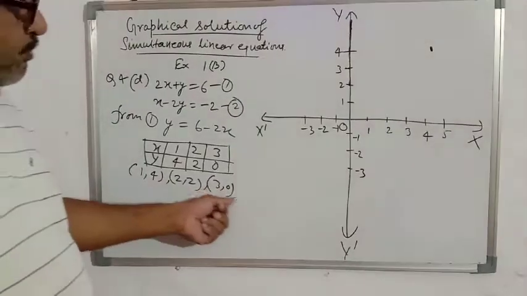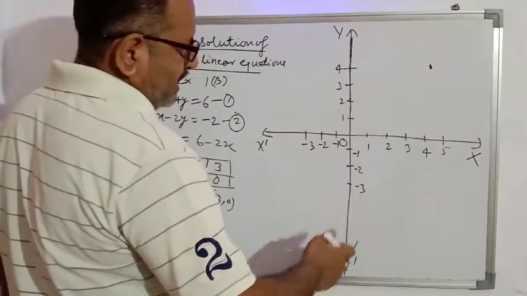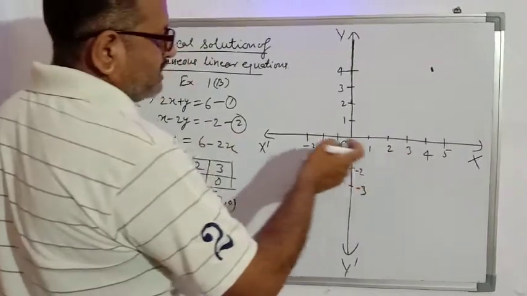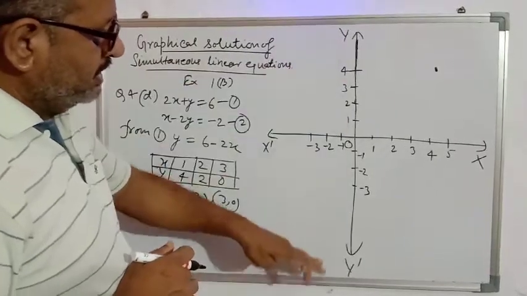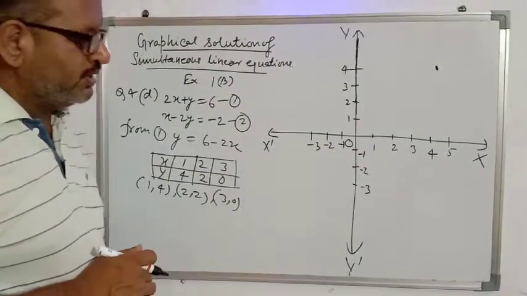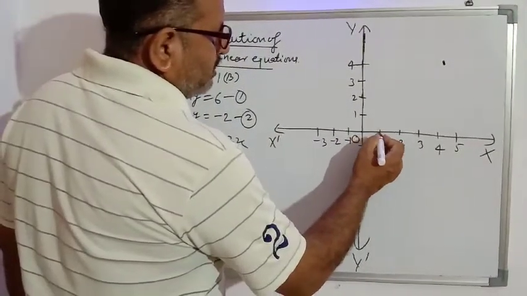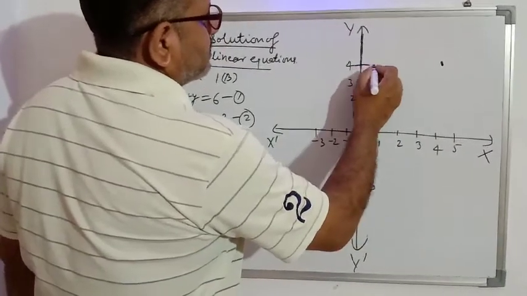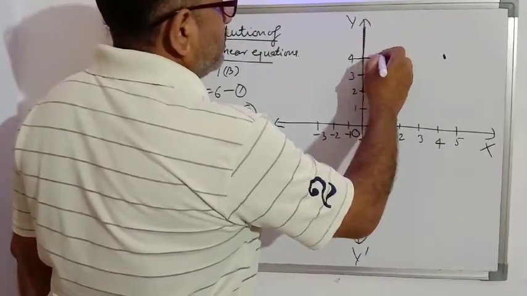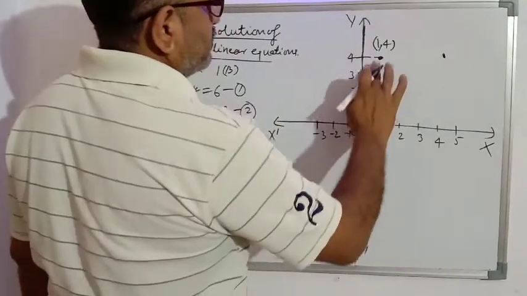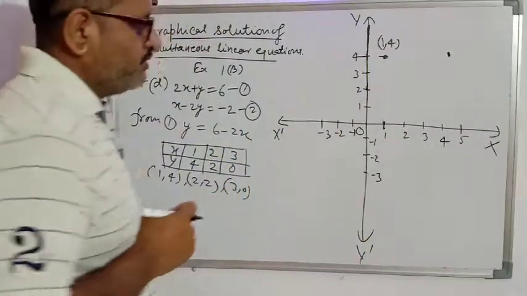We will plot these three points on the graph sheet. On the graph paper, draw the x-axis and y-axis, and put the numbers in the positive and negative directions of the x-axis, and plus 1, plus 2, plus 3 in the positive direction of the y-axis, and minus 1, minus 2 in the negative direction of the y-axis. How can we plot 1, 4? x is 1, so move 1 unit on the x-axis and 4 on the y-axis. This point is 1, 4.